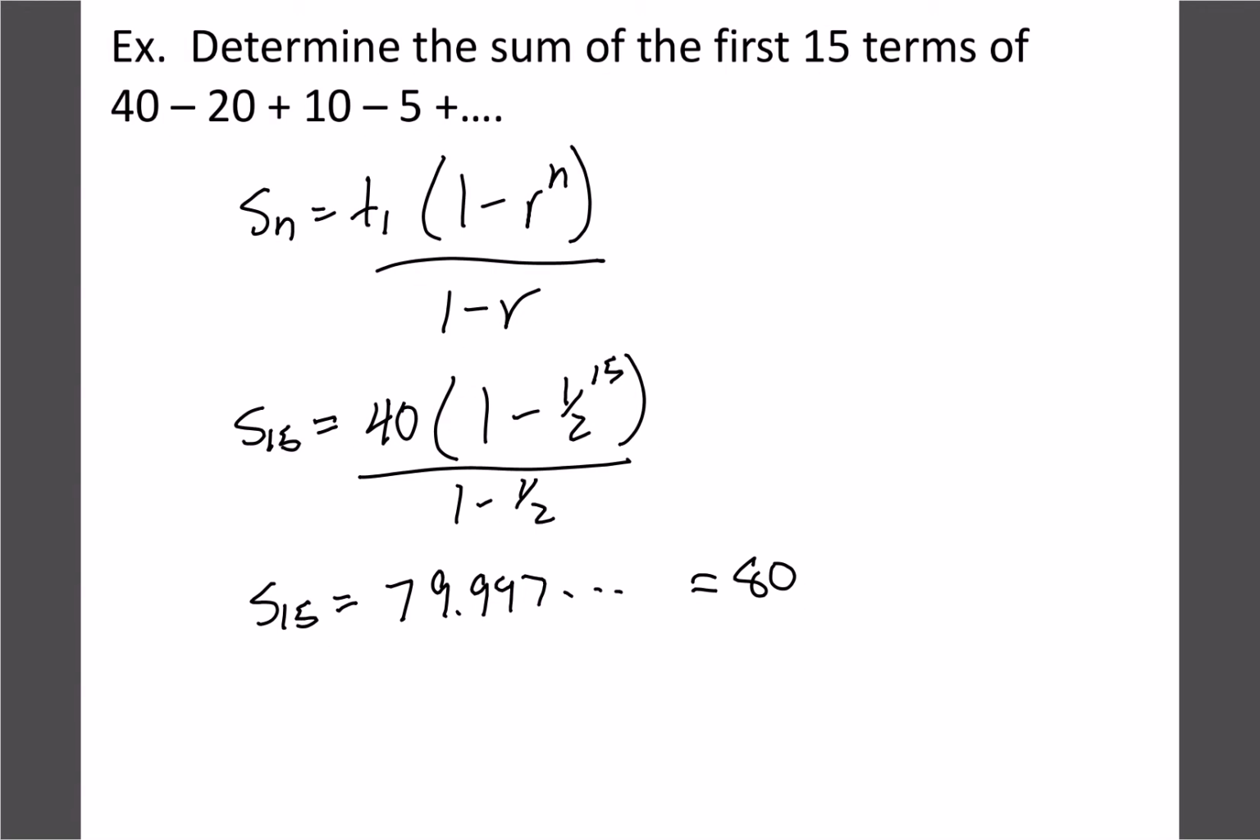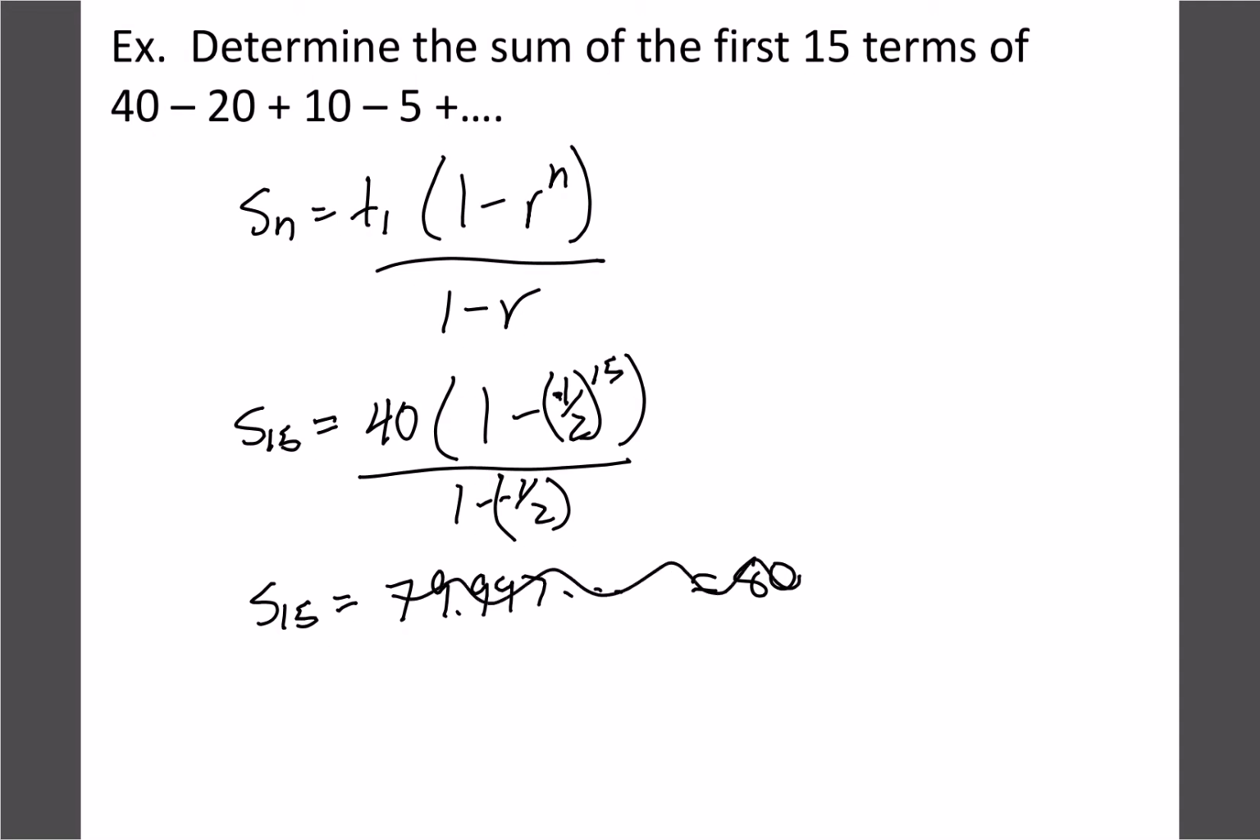Actually, I think we messed up this one. Sorry, in the formula it's 1 minus R, and in this case our R was negative a half, so we actually have to do the negative half separately. That might make a difference, and I think it will in this case. Let's do 1 minus brackets, negative 0.5 to the power 15. Times that by 40, and then divide it by 1 minus negative a half, which will now be 1.5. That changes things a little, so our answer was wrong.